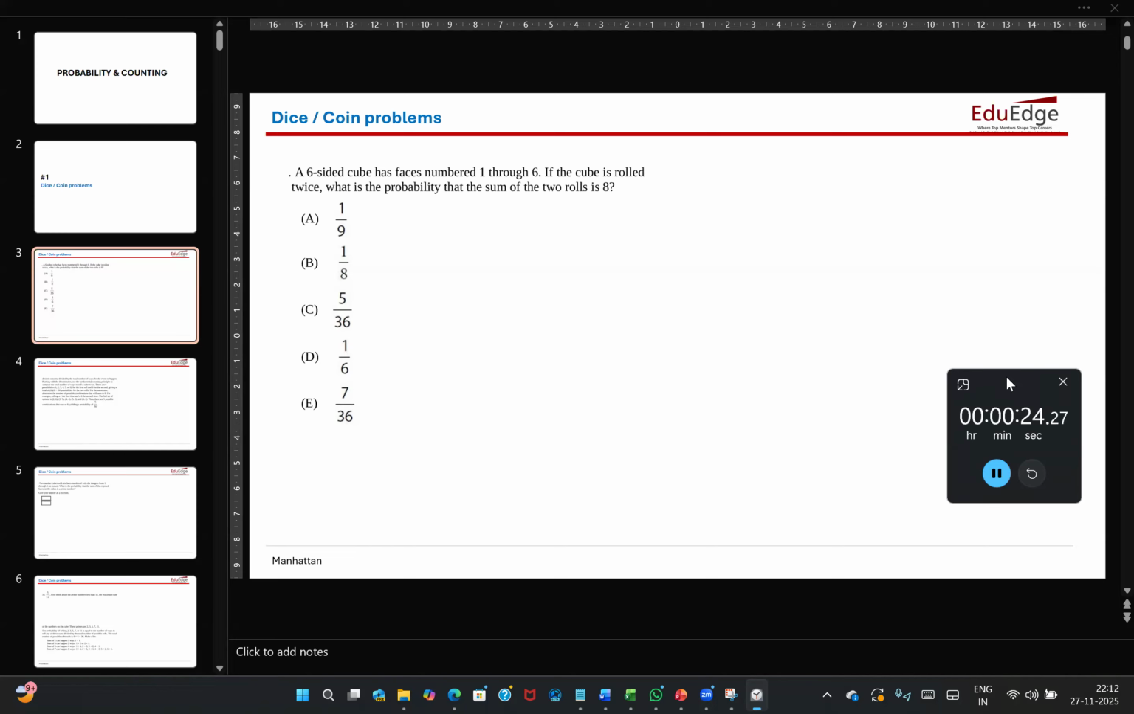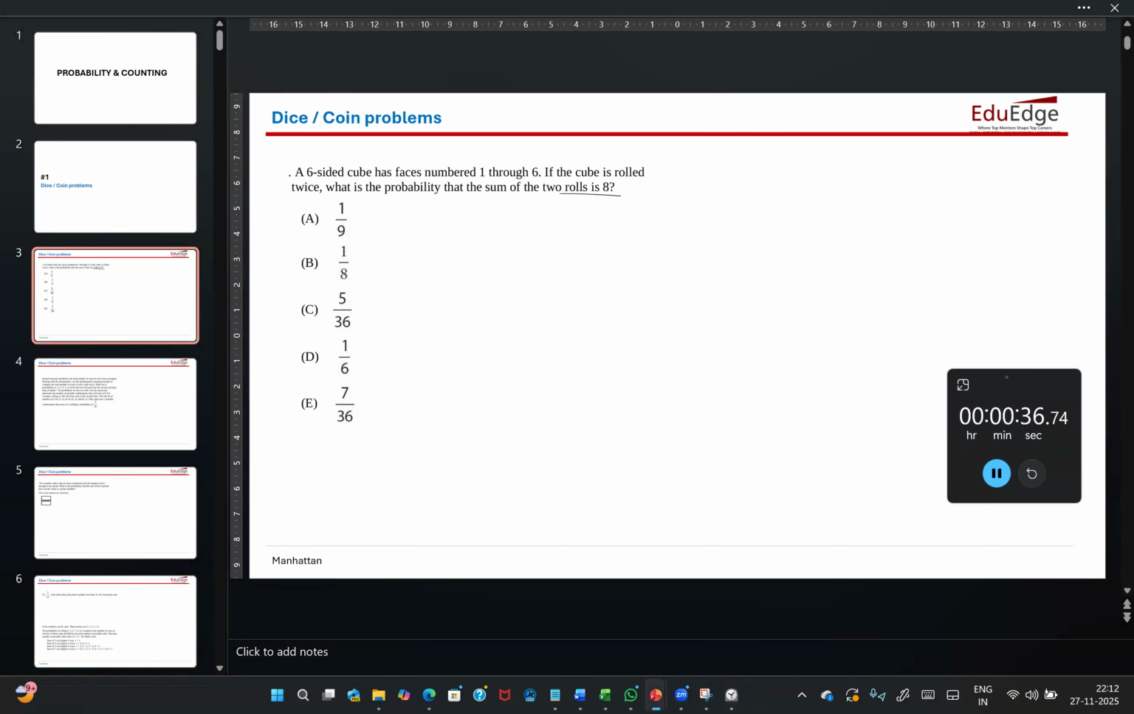5 by 36. Okay, so many problems in dice, coin or other varieties can be solved using enumeration. And here the sum is 8, so there are two rolls. And the scenarios are such that the sum is going to be 8, right?